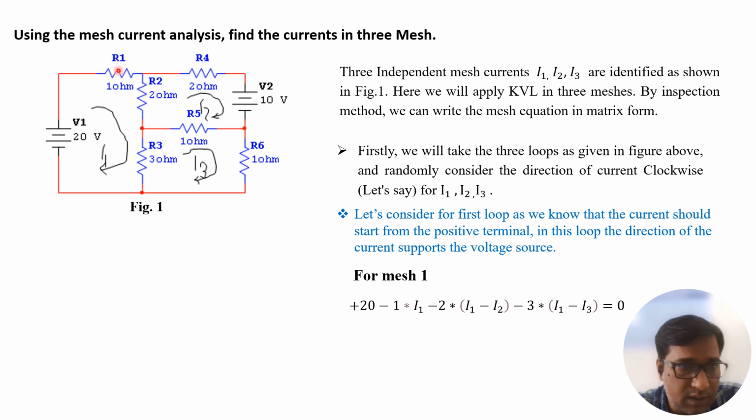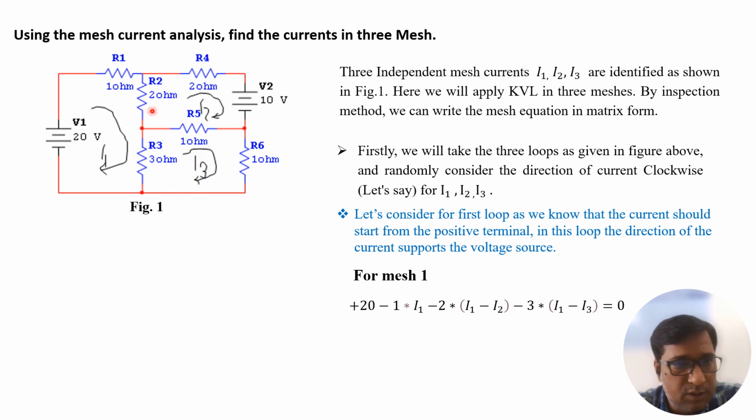In this resistance R1 the current will only be I1, so this will be I1 into 1. There is a simple formula, V is equal to I into R. For the resistance R1, the current will be I1, so I1 into 1 ohm. After that, this is R2. Here the currents I1 and I2 both will flow, but we will consider I1 as dominant, hence we will take I1 minus I2. For loop 1 we will consider I1 as dominant, for mesh 2 we will consider I2 as dominant, and for mesh number 3 we consider I3 as dominant.